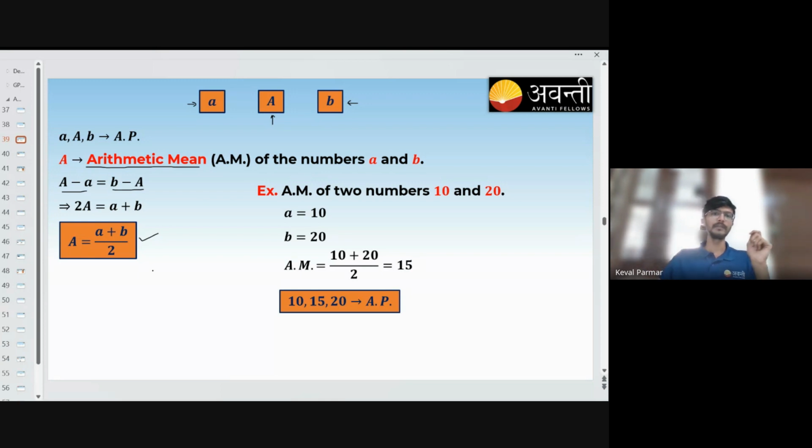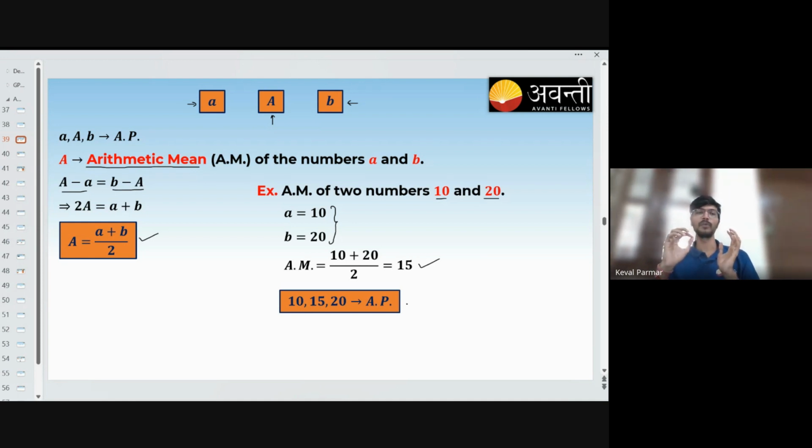Let's say an example. Here you can see we are not solving, it is already solved. Two numbers are there, 10 and 20. So that means A equals 10, B equals 20. What will be the AM? It will be the sum upon 2, that is 15. And you can see 10, 15 and 20 are in AP. So this is the basic introduction of arithmetic mean and what it means.